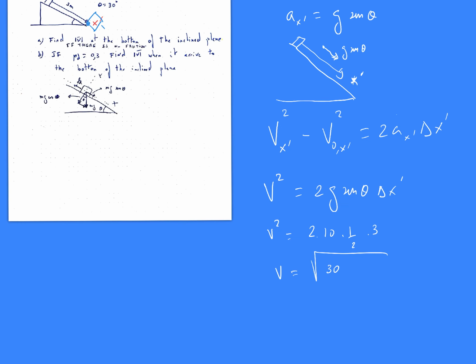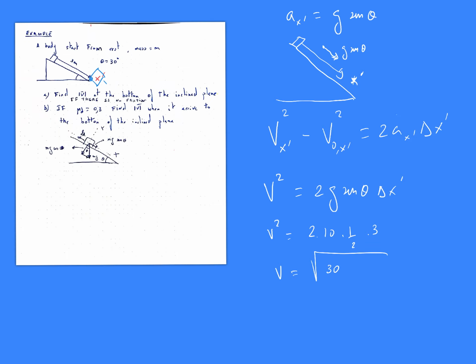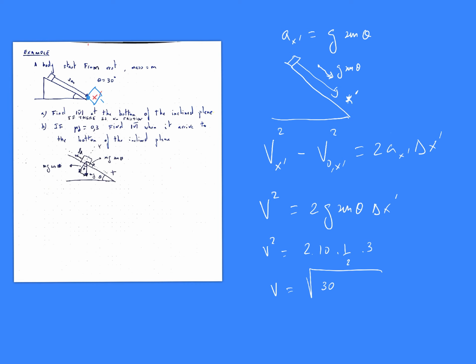So this is what you need to know. Basically, what we have to do is to solve this problem. This problem we have solved in class, I think, but we review it. Okay, what we have seen. The first example says a body starts from rest, the mass is m, you don't need to know the mass.